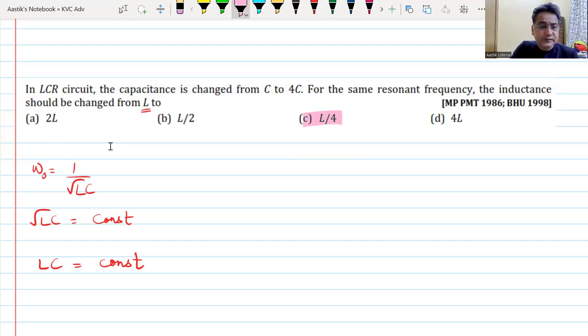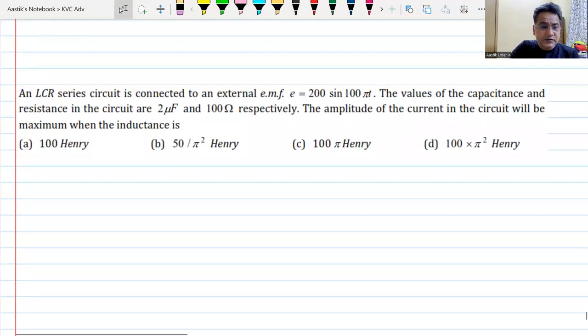Okay, that takes me to the next question. A series LCR circuit is connected to a battery of external voltage E equals 200 sine 100 pi t. The values of the capacitance and the resistance in the circuit are 2 microfarad and 100 ohm respectively. The amplitude of the current in the circuit will be maximum when the inductance is how much? I'll give you 2 minutes to solve this.